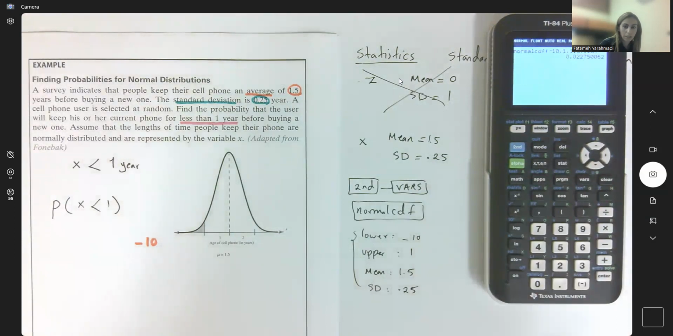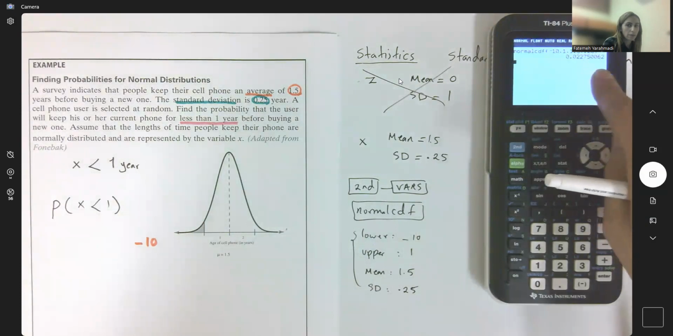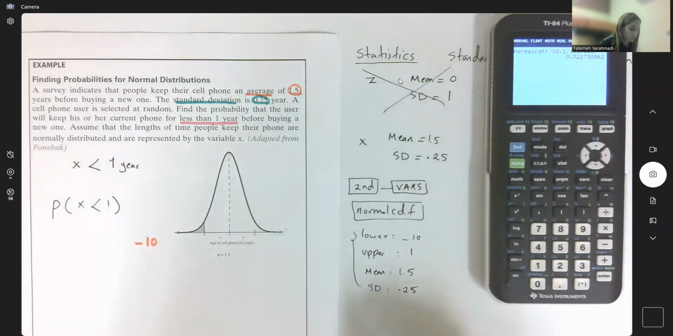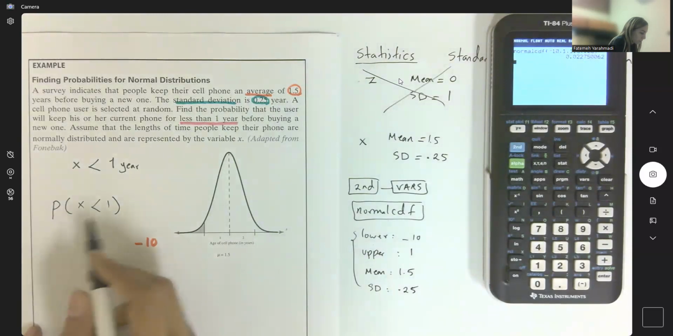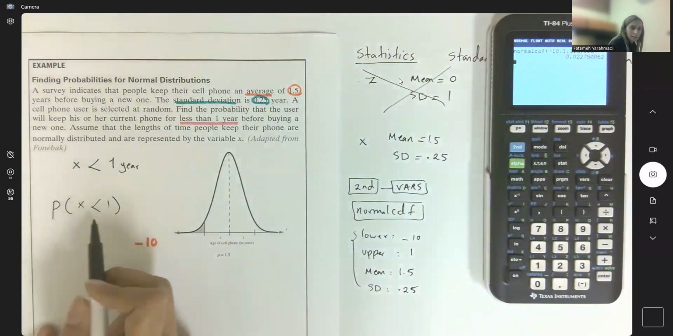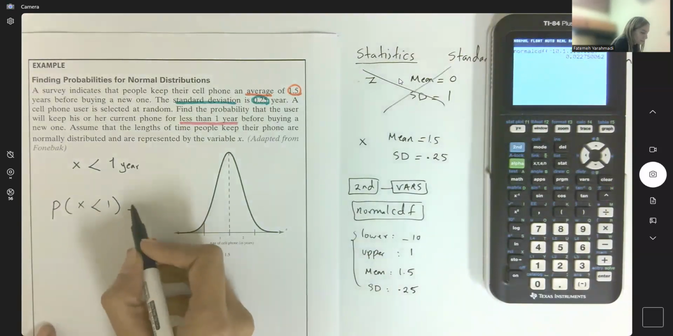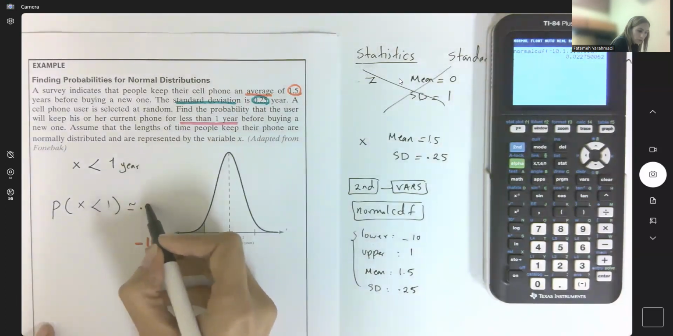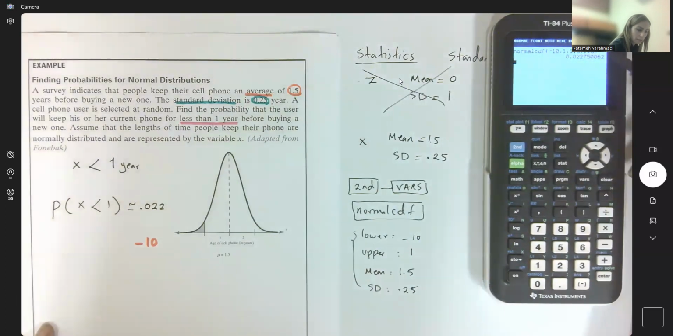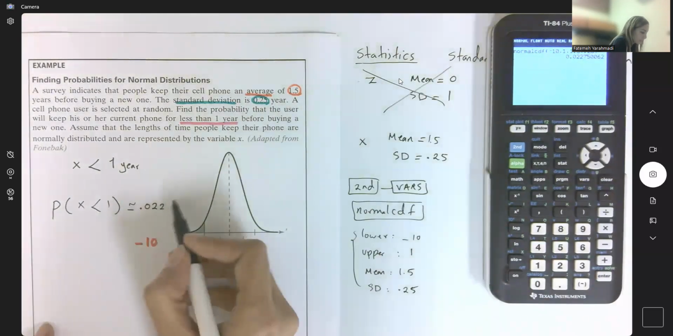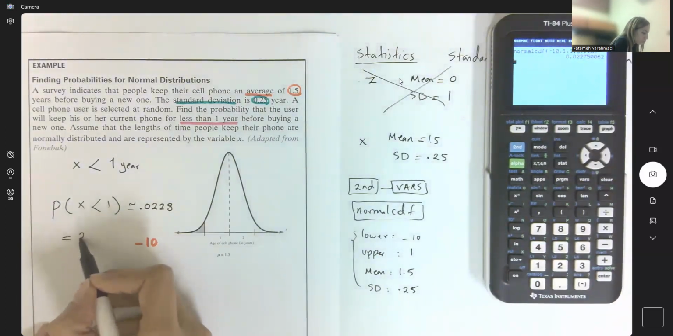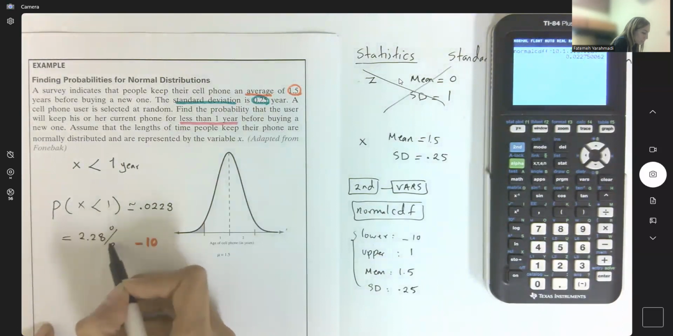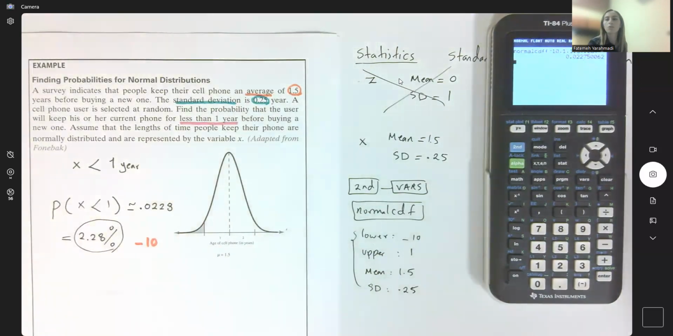Very good. If we do the calculation, what do we see here? We see the probability is very, very small, all right? So the probability that a random person keeps their phone less than a year is about, let's see, we need to write this down, 0.022, and since the next digit is 5, you're going to round it up to 8, so it is going to be 2.28%, which is a low probability.